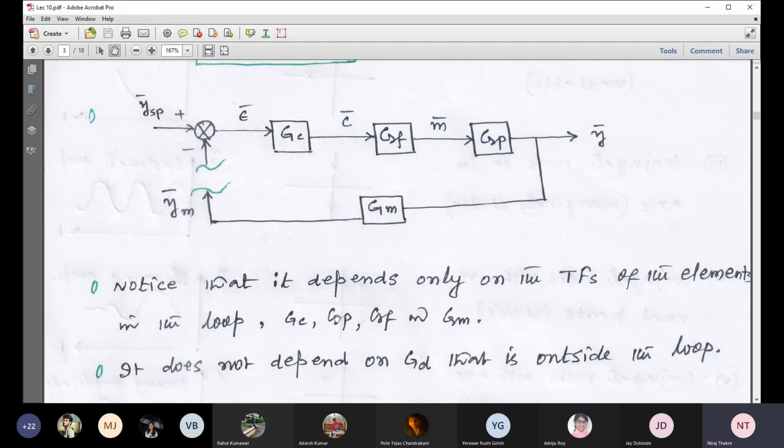You see, this open loop transfer function only depends on four individual transfer functions, GC, GP, GF, GM, but it does not depend on GD.